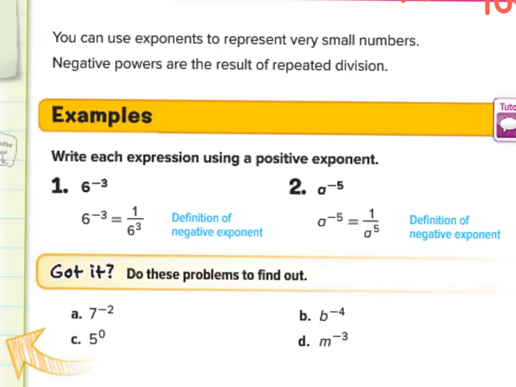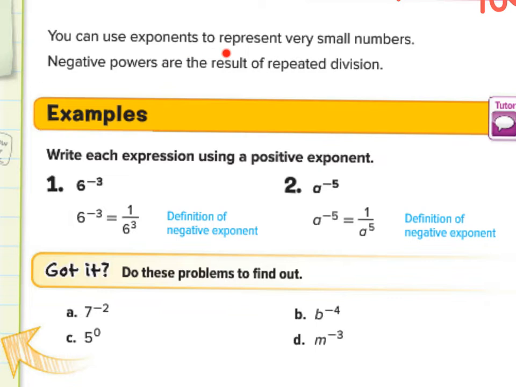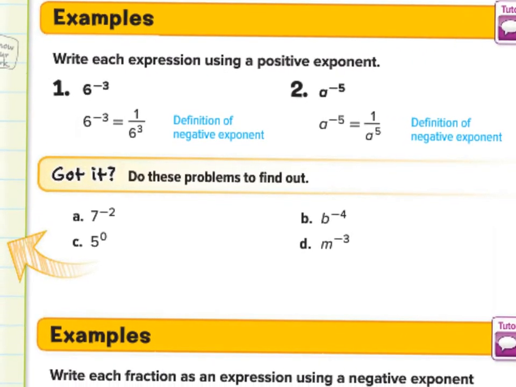And this is how we can use exponents to represent very small numbers. Negative powers are the result of repeated divisions. So essentially it's a fraction. And let's see how it's done here.